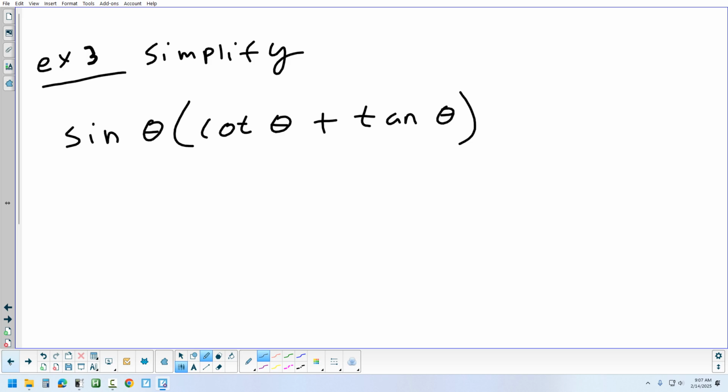Yep? Distributive. Yeah, I'm going to use the distributive property. So I'm going to distribute out this first. If you were thinking change to sines and cosines, that's okay too. You need to do both. I just generally do the distributive property first, and then I change to sines and cosines second. But eventually you're going to do both. Sine times cotangent, and then sine times tangent.